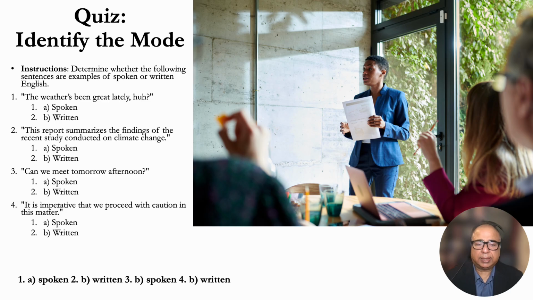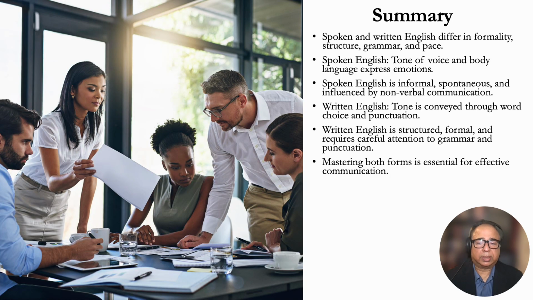So 1 is A, spoken, 2 is B, written, 3 is B, spoken, and 4 is B, written. All right, so this was a long lesson, but it was important. Thank you for staying with me. If you completed the whole lesson, congratulations. Let's just quickly recap the lessons. Spoken and written English, they are different, right? In terms of form, structure, grammar, tone, and pace.